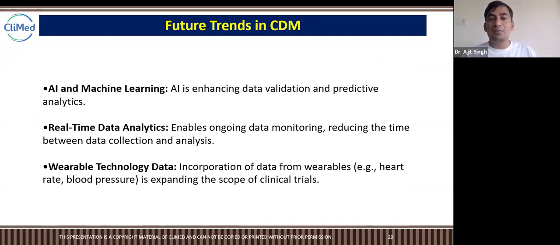Okay, so AI and machine learning, real-time data analytics, wearable technology data, how to capture the wearable technology data. Because see, nowadays we collect on paper format and enter into the EDC, or we directly enter into the EDC. But now the challenges and future trends are coming, like the person is wearing the wearable technology, and the data will directly enter the EDC without doing any process. So that kind of thing is coming in the future for the CDM, right?